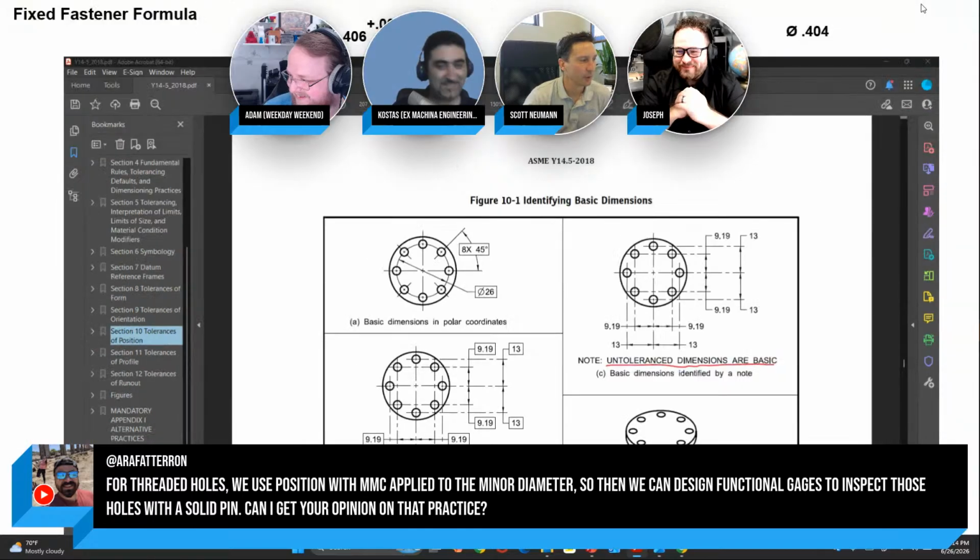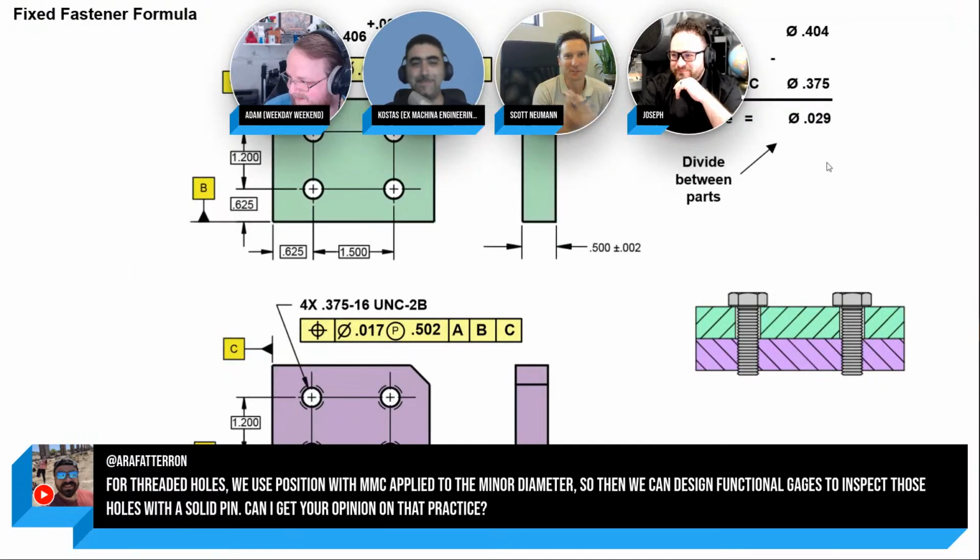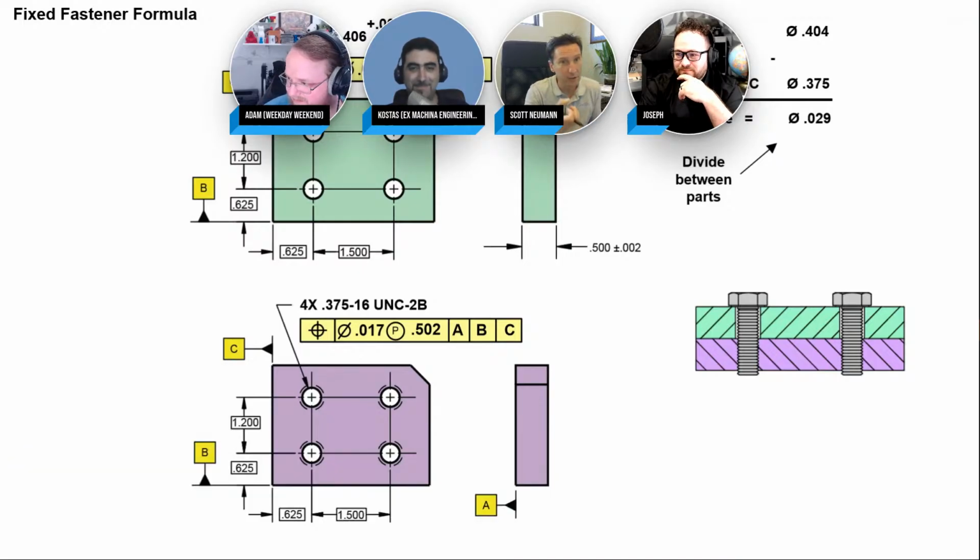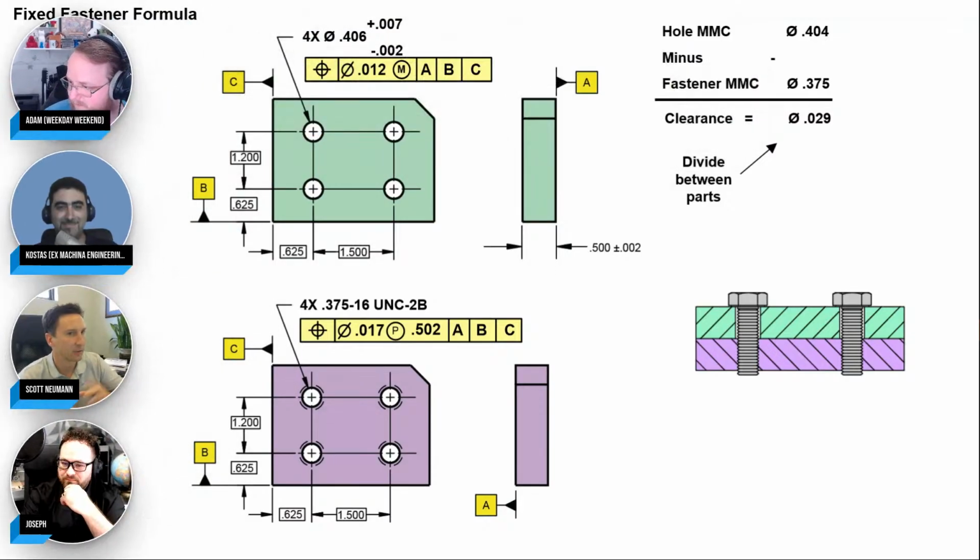I am very much a functional guy. If it's not functional, it doesn't belong on my drawing. So what I would ask you is, is the minor diameter the functional thing, or are you just making a compromise to make it easy to inspect? And it sounds like you're making a compromise to make it easy to inspect. And so I'm going to put my functional need in here.